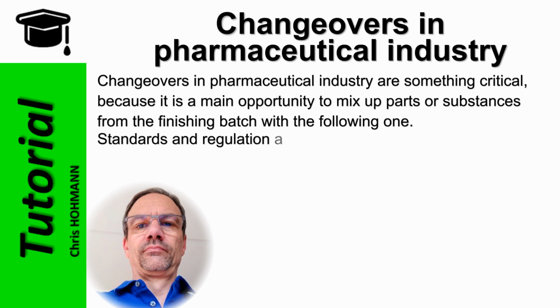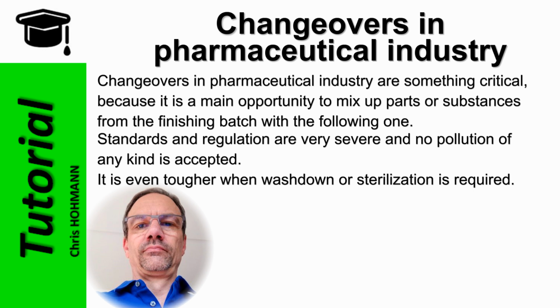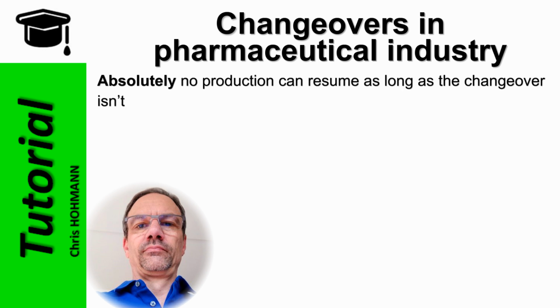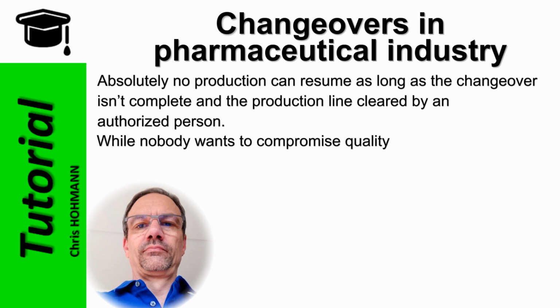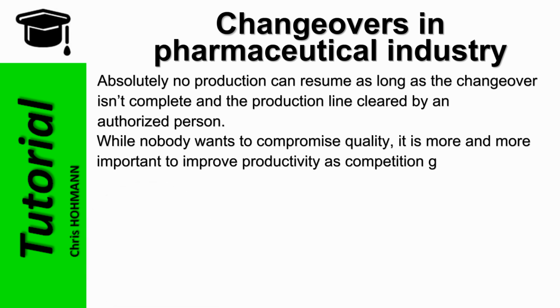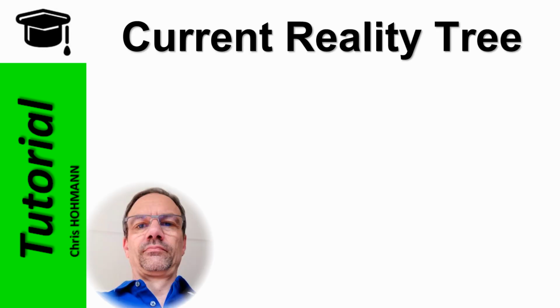Standards and regulation are very severe and no pollution of any kind is accepted. It is even tougher when washdown or sterilization is required. Absolutely no production can resume as long as the changeover isn't complete and the production line cleared by an authorized person. While nobody wants to compromise quality, it is more and more important to improve productivity as competition gets fiercer. And even in 2020, changeovers remain one of the main levers for better exploiting the installed capacity.